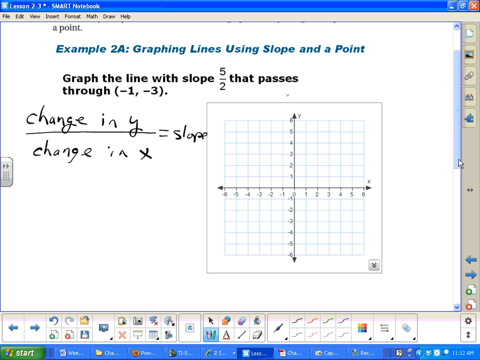Okay, so here we want to graph the line with a slope of 5/2 that passes through the point -1, -3. How many of you already know how to do that? Okay, all right, good. All right, everybody but Alex. Okay.